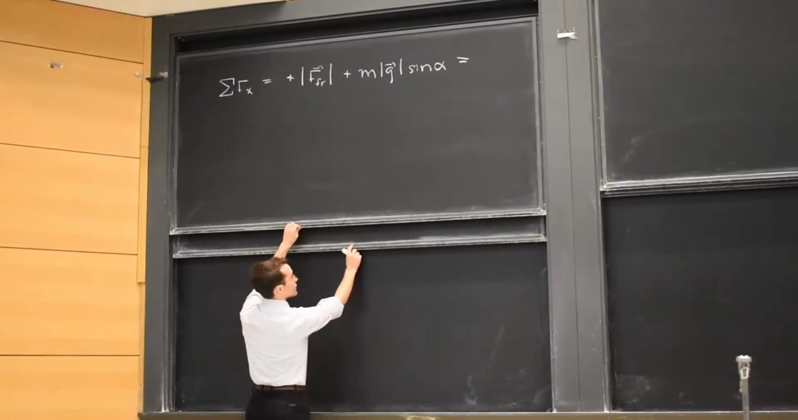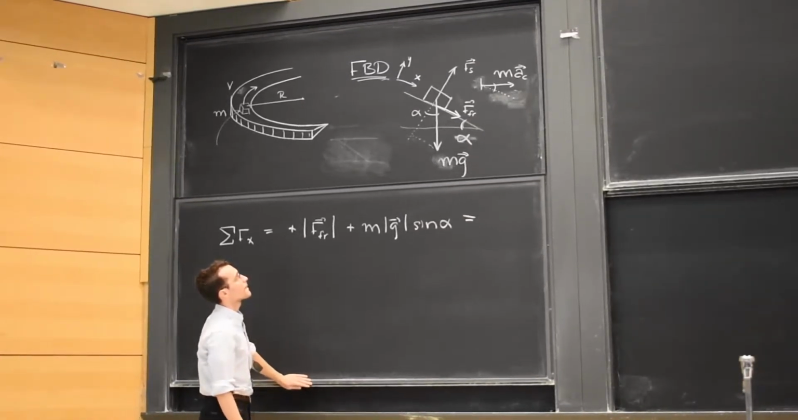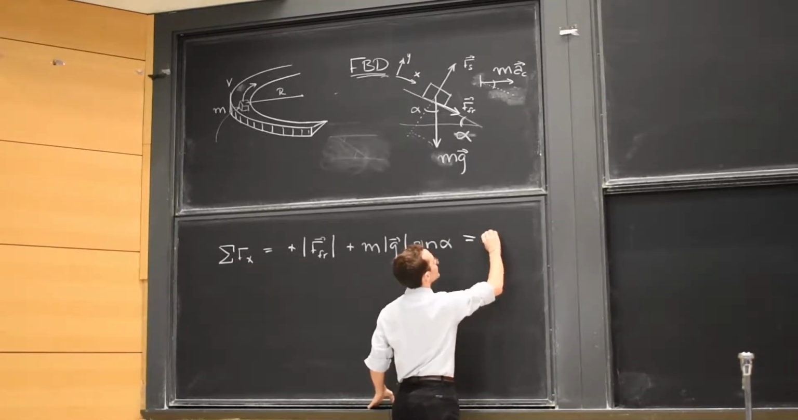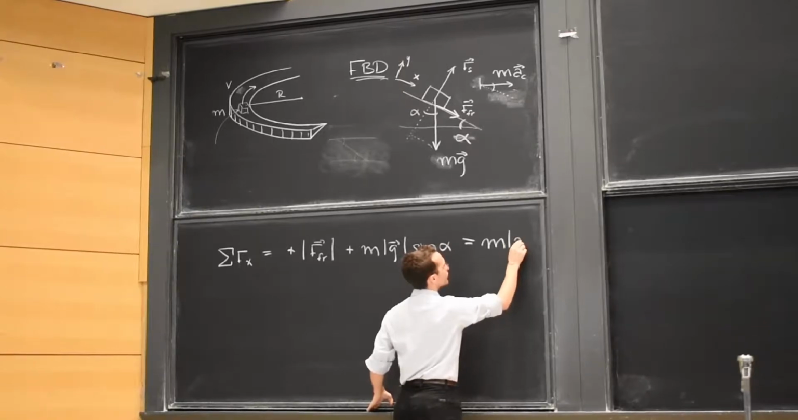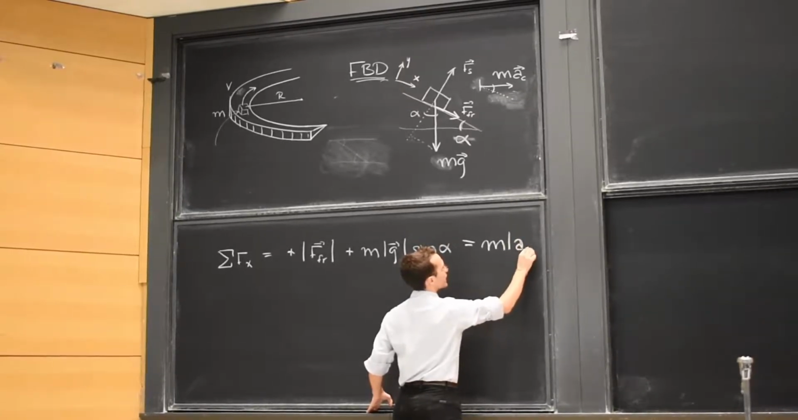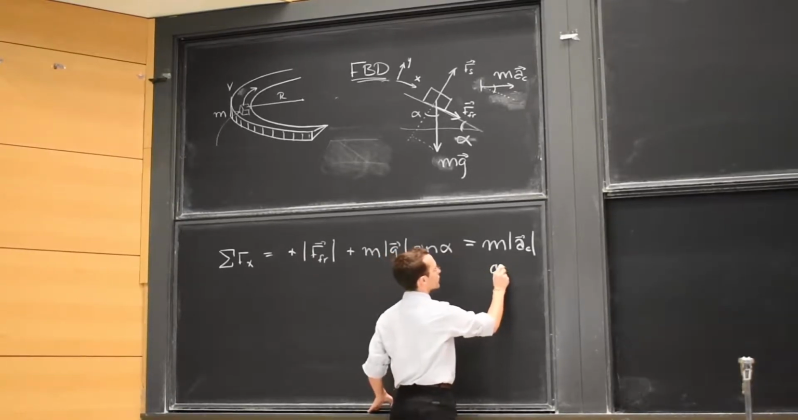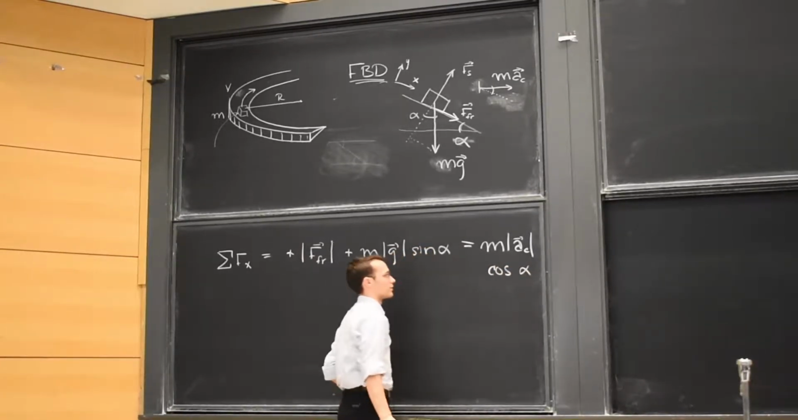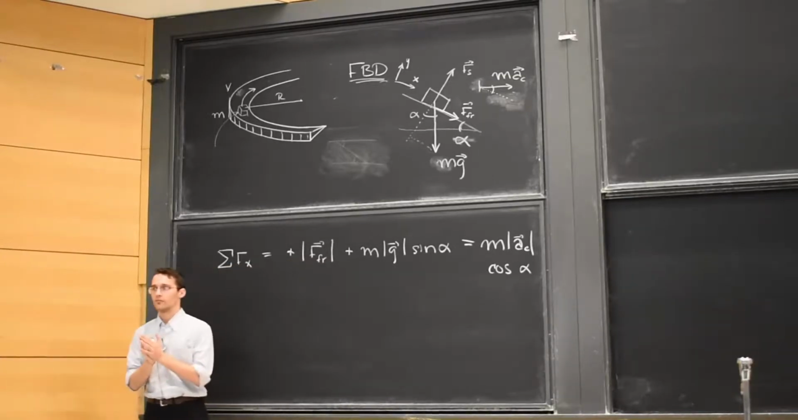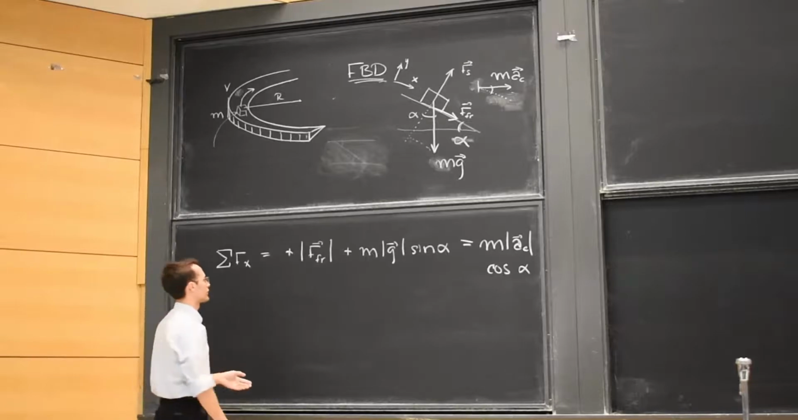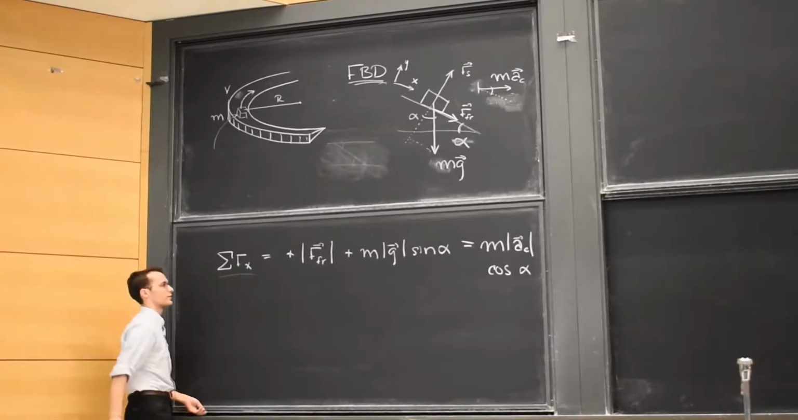So that we can use our alpha again to find the x component of that, which is just m a_c times cosine alpha. Right. There we go. There's our forces in the x.